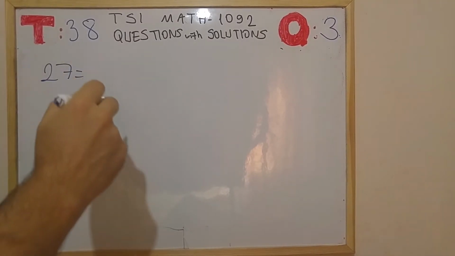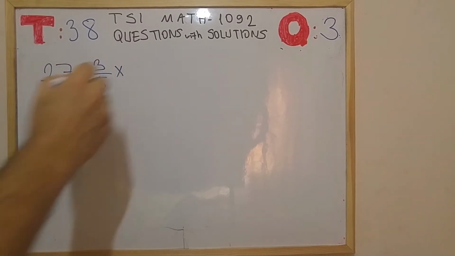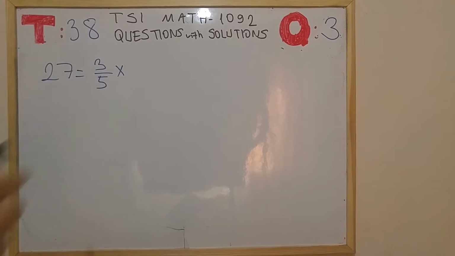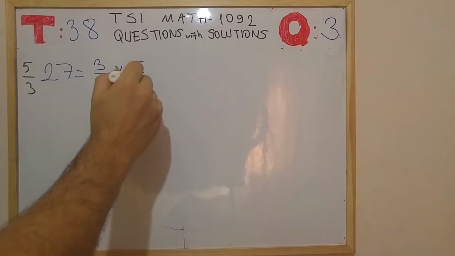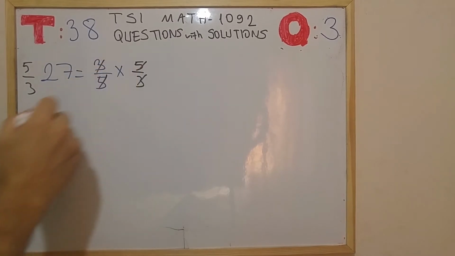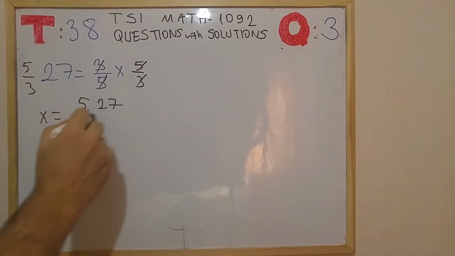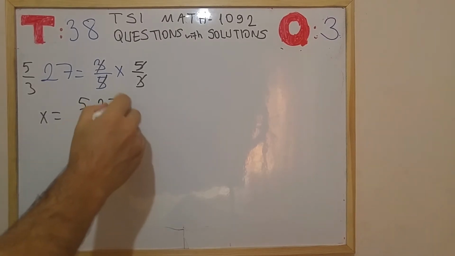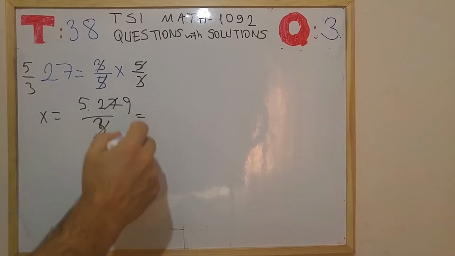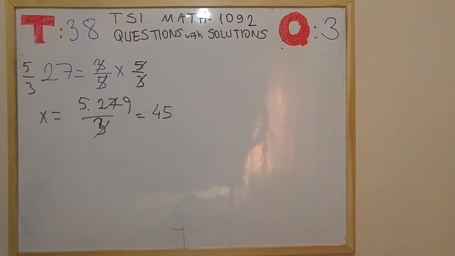27 is equal to 3/5 of what number? Let's do it by multiplying each side by 5/3 again. So x is left alone. X is equal to 5 times 27/3. When I simplify this, 27 will become 9, and what I have is 5 times 9, which is equal to 45.